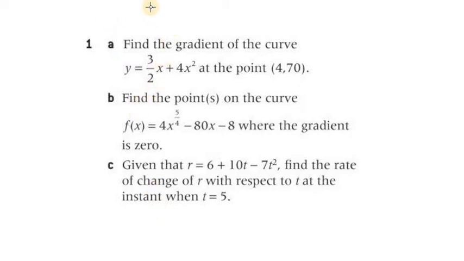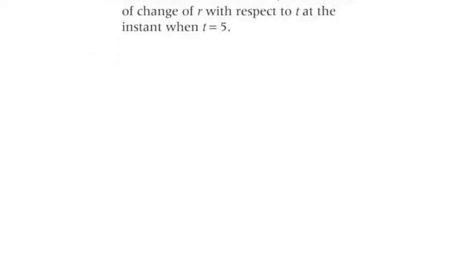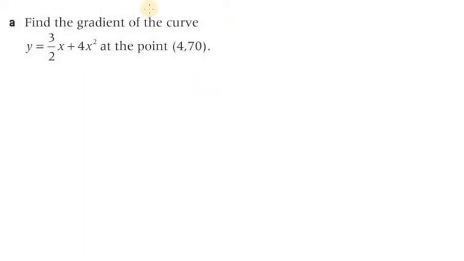Okay, let's discuss this question one by one. Let's take question A first. Copy and then bring it down. Paste it here. So the first question is, we have to find the gradient of the curve y equals 3 over 2x plus 4x squared at the point of 4, 70.